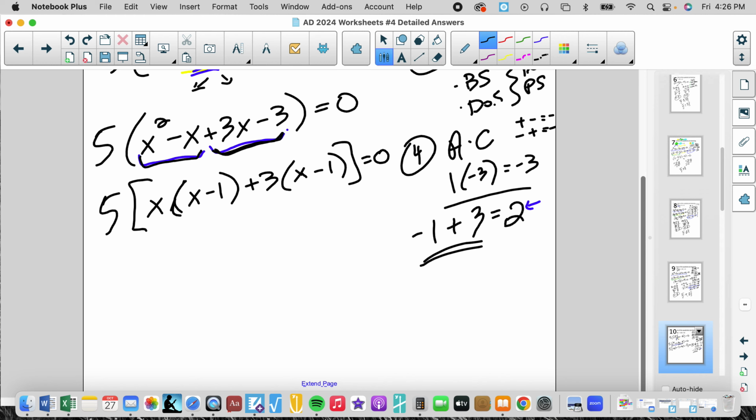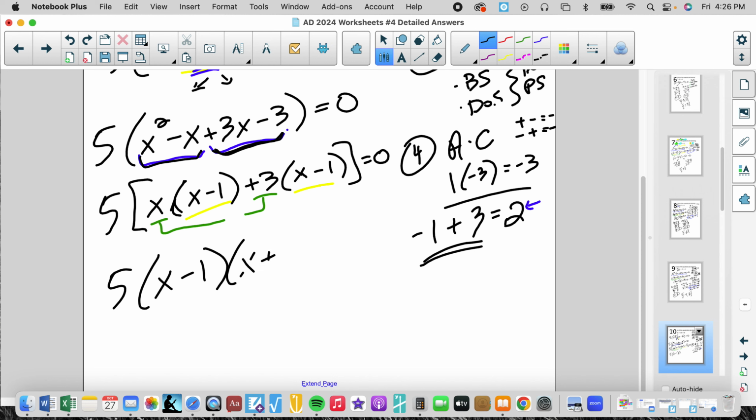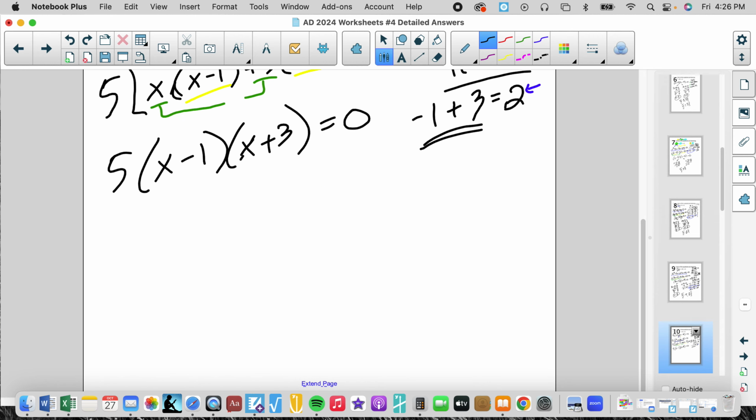And so, did I do it correctly? Yes, I did. So let's keep that 5 out there. Let's pull out that x minus 1. And what does that leave me with when I pull out that x minus 1? It leaves me with x plus 3 equals 0.